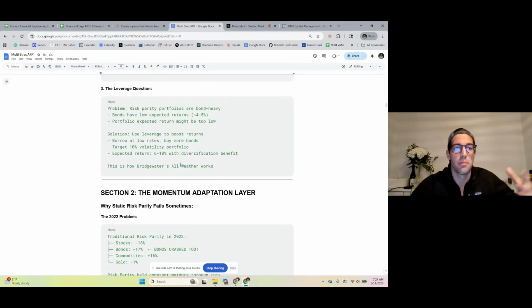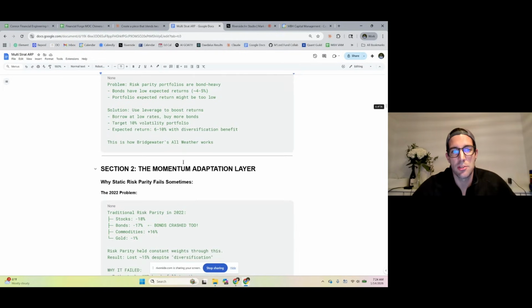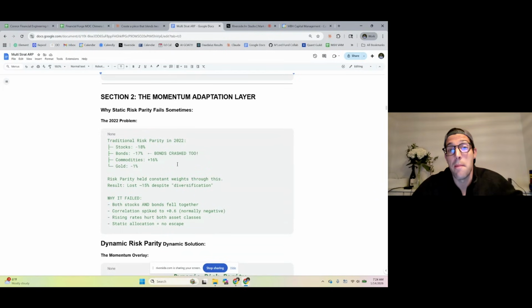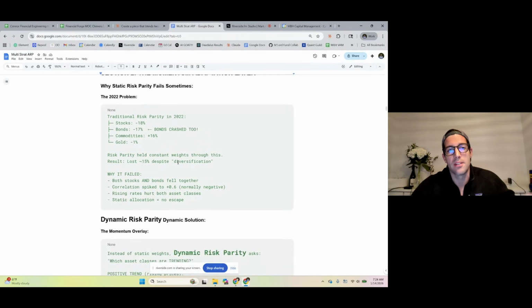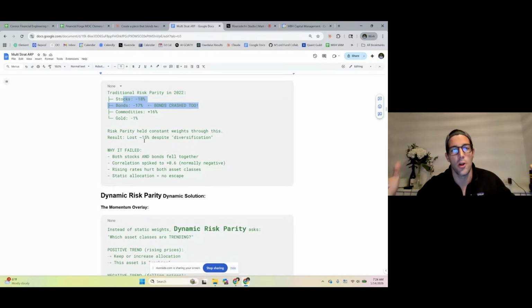And this is kind of Bridgewater's total alpha type strategy. So what we do is we add a momentum overlay to this, where static risk parity basically fails. Example, like I talked about here, in 2022, bonds crashed. They were correlated to stocks. Basically, it decoupled all of the assumptions for financial advisors over the past 40 years, and the correlation spiked to 0.6. And there's no escape and you're basically in.